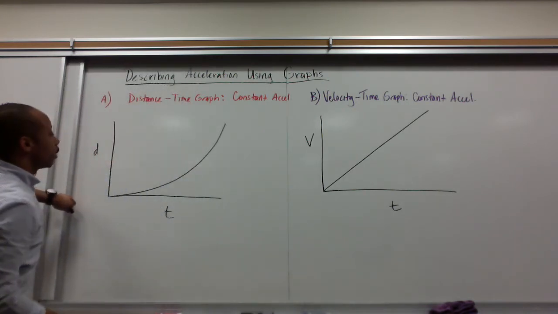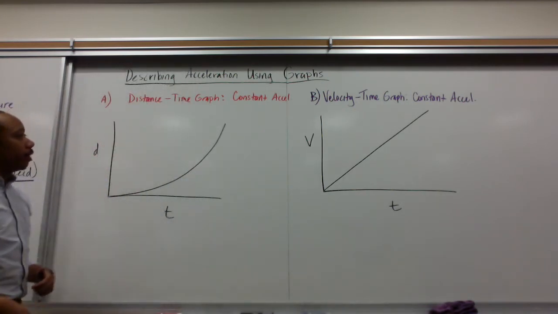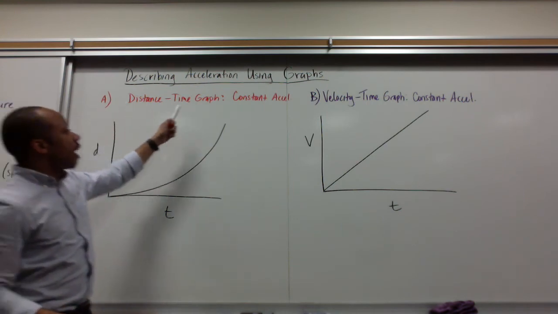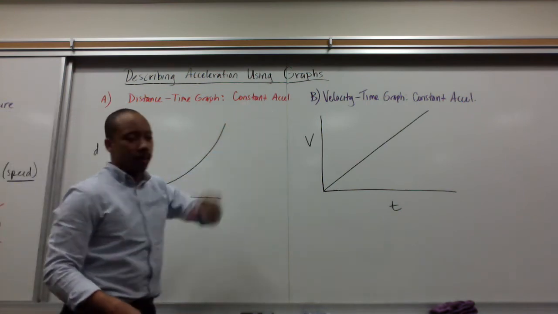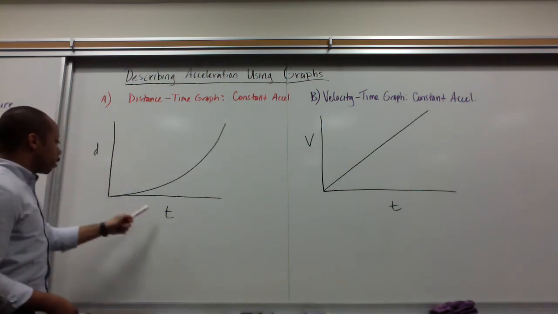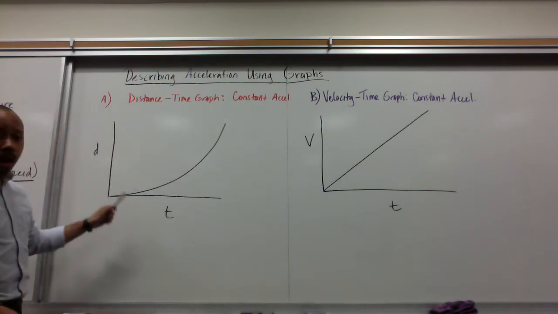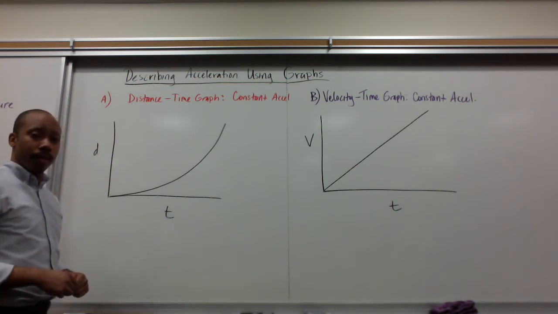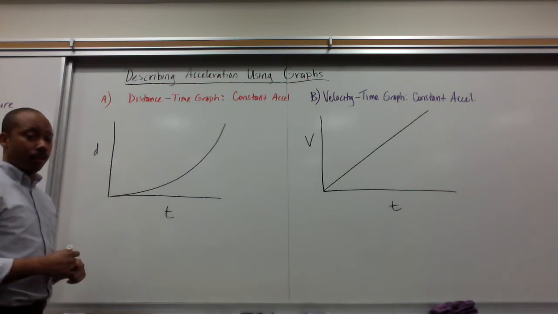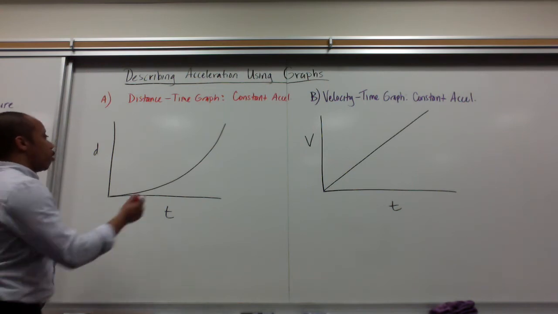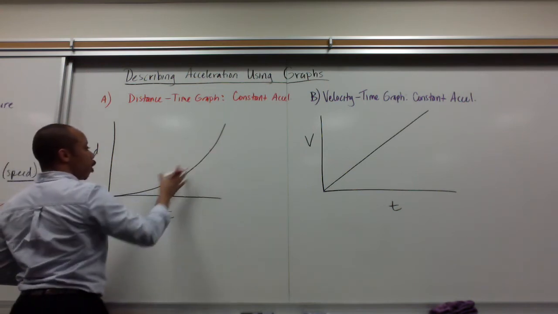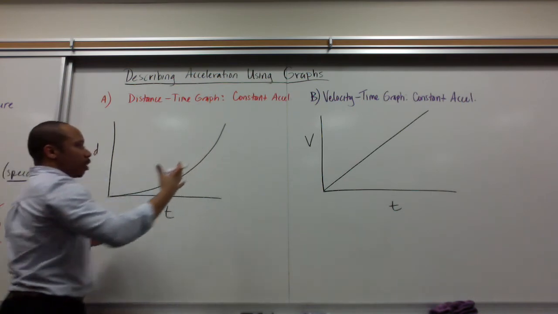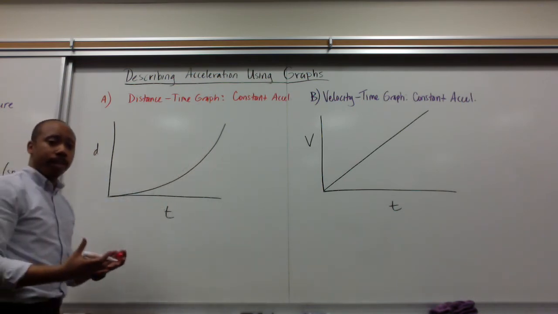So to describe acceleration using graphs, we have this picture here. Now the first one, A, is a distance time graph of a constant acceleration. So distance versus time, we know the slope of a distance time graph is the velocity. But from that velocity, we can also figure out the acceleration. Now, the slope of this is my velocity, but it's curved. So how do we find a given velocity at any point in time?